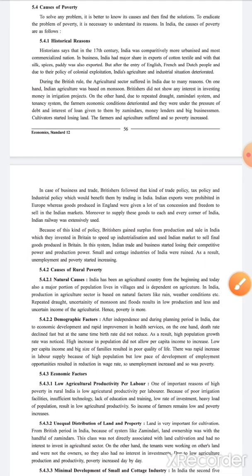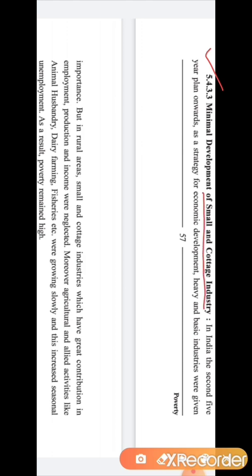Now in today's session we are going to learn the next part of causes of poverty. So students, as you know, we are discussing the economic factor of causes of poverty. In that we are going to learn the third point, that is minimal development of small scale and cottage industry.